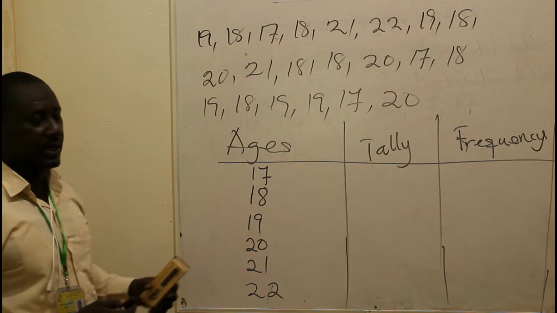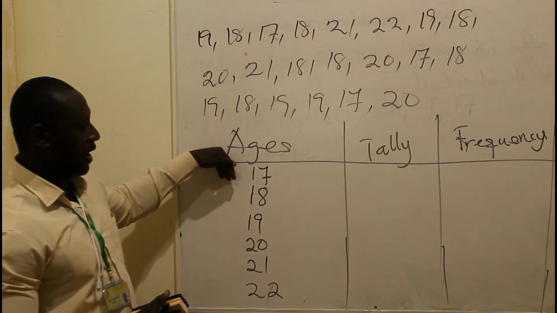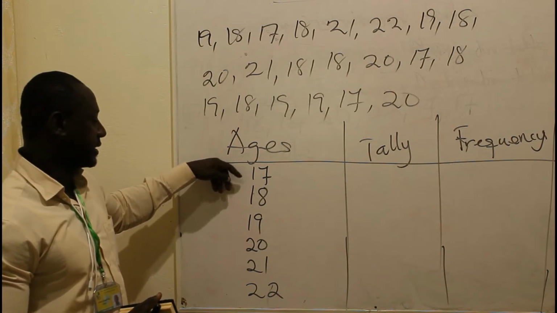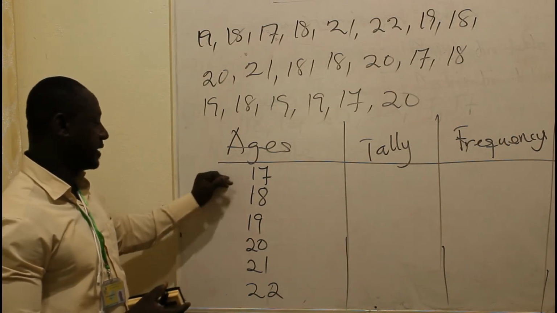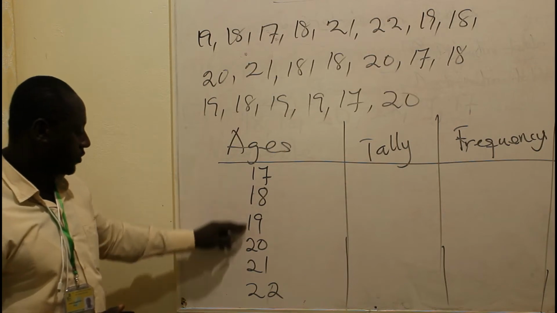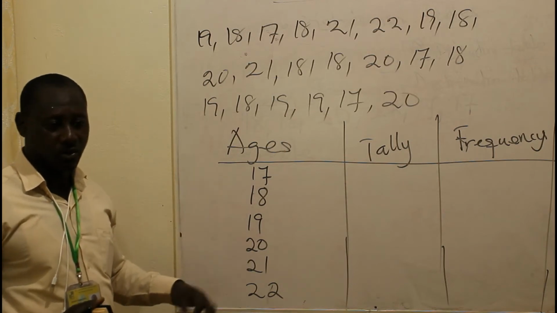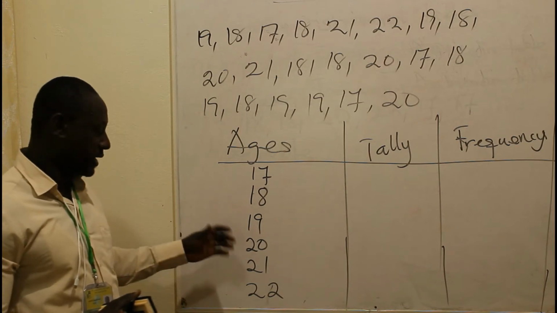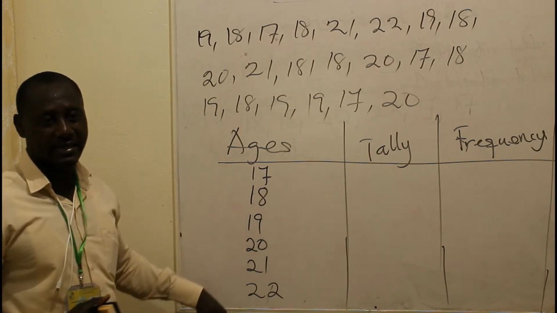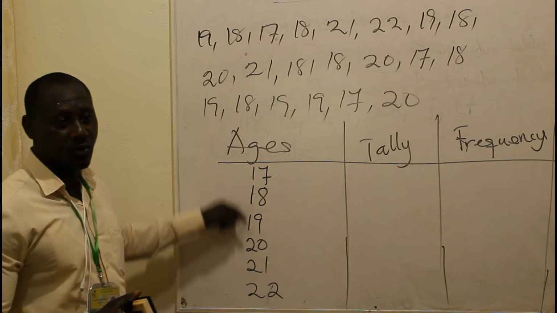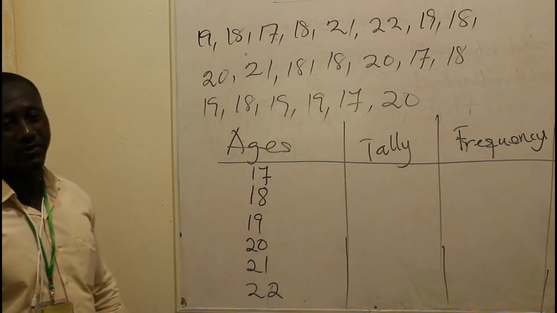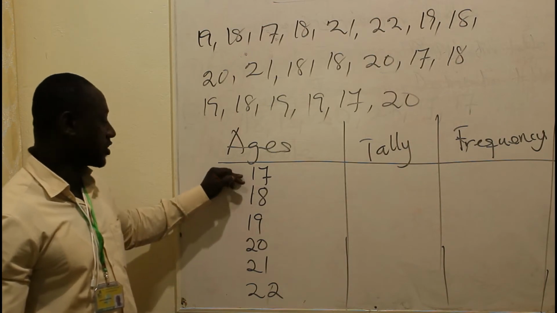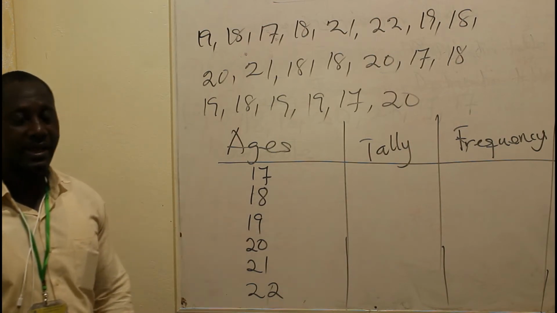So I have ordered the data values in the ascending order. That is, I've arranged them from the smallest value to the highest value. It is not obligatory, or we are not saying that always we should begin from the smallest value to the highest. We can also start from the highest and go to the smallest value. But ideally, we always expect that you start from the smallest value and get to the highest value.